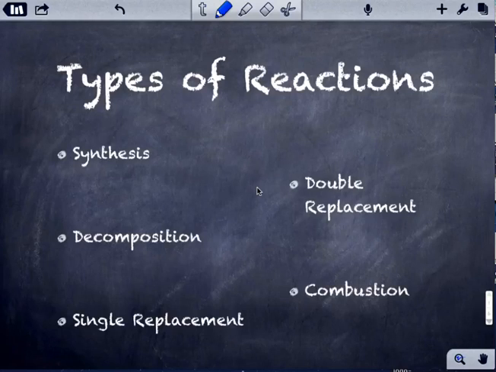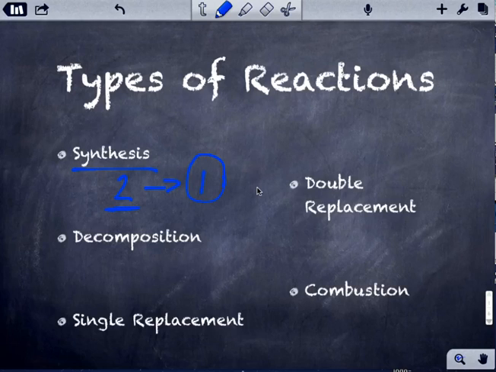Different types of reactions that we learned. The first one is a synthesis reaction. In a synthesis reaction, we are starting with two things and we are going to one thing. Basically, you're starting with either two elements or two compounds, and you're going to one thing. Whatever you start with, you have to finish with only one thing.